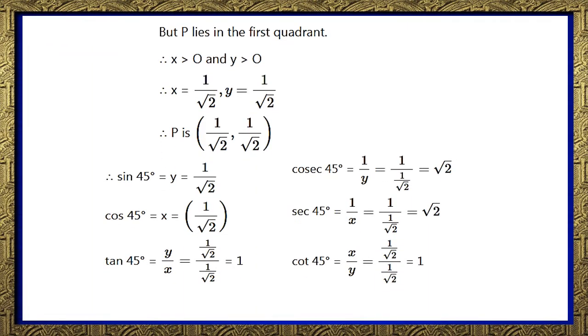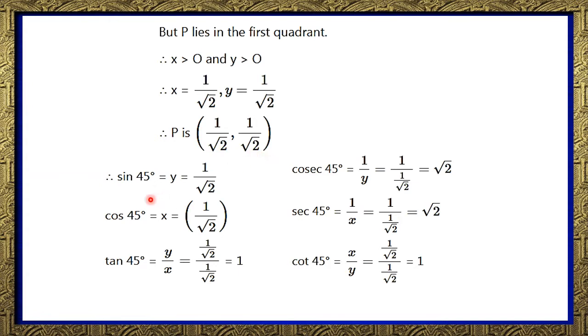Here the point P lies in the first quadrant. So both x and y coordinates are positive or greater than 0. So x is taken as 1 upon root 2 and y is taken as 1 upon root 2. Therefore the coordinates of P are 1 upon root 2 and 1 upon root 2.